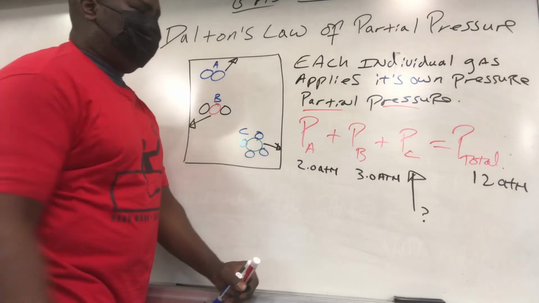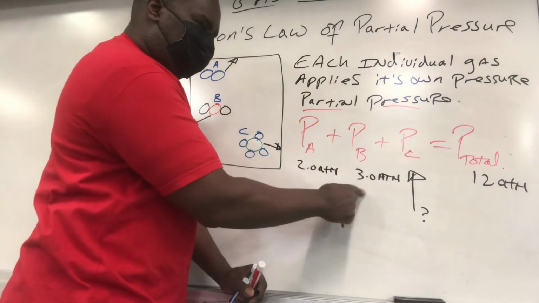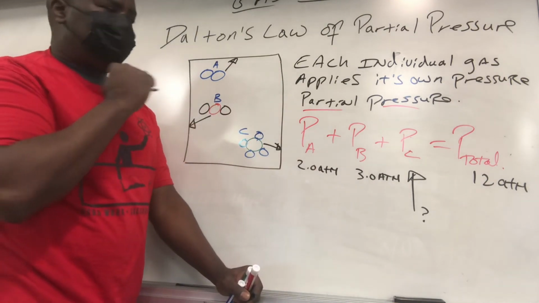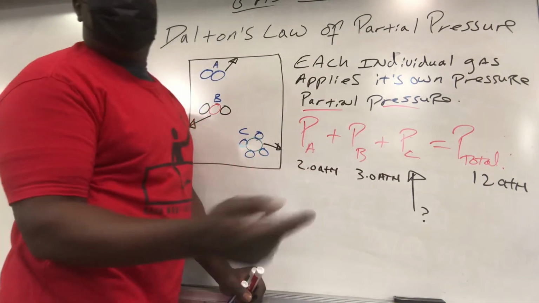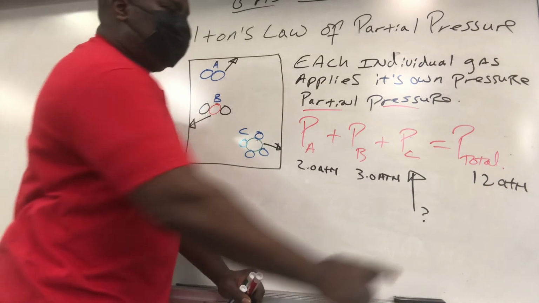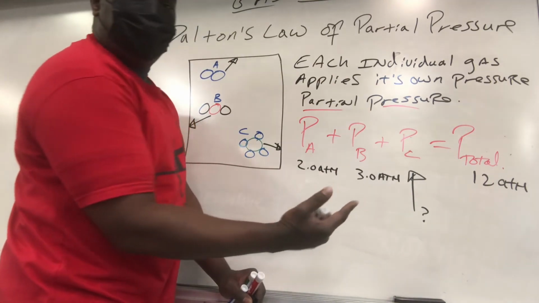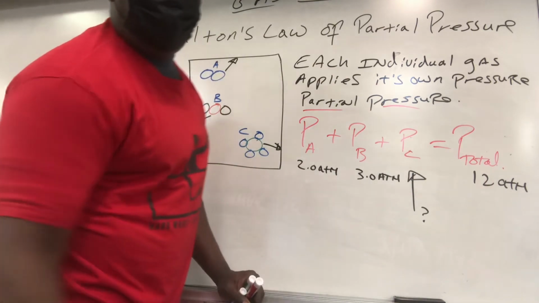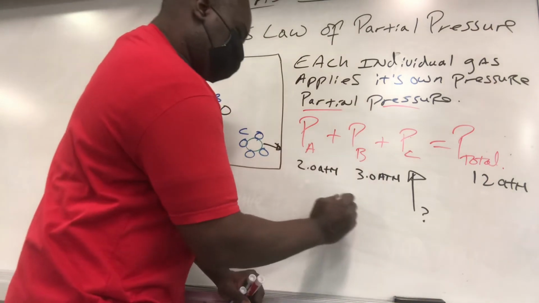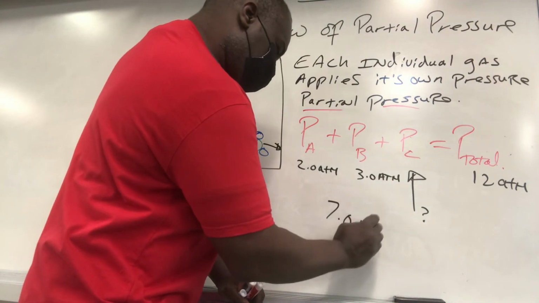And they ask you, how would you figure out the partial pressure of C? So you know the total pressure is 12, you know the pressure of A is 2, you know the pressure of B is 3. How do you figure out the pressure of C? If you realize, it's a real simple, middle school type problem, okay? So we're going to have 12, and I'm going to subtract these guys added. So 2 plus 3 is 5, 12 take away 5 is 7. So you successfully figured out that the pressure of C is 7 atm.